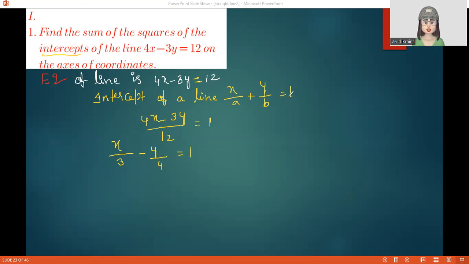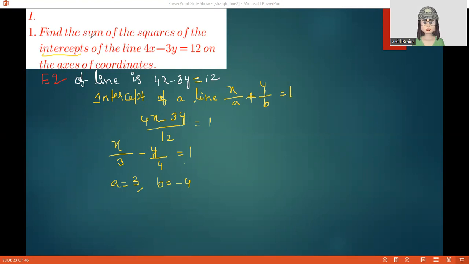So we can compare our intercept equation with the general form. If you compare like that, we are getting the intercepts as A as 3 and B as minus 4. Why here minus 4? Because the general form is x by A plus y by B. That's why here B becomes negative 4. So A is equal to 3 and B is equal to minus 4.